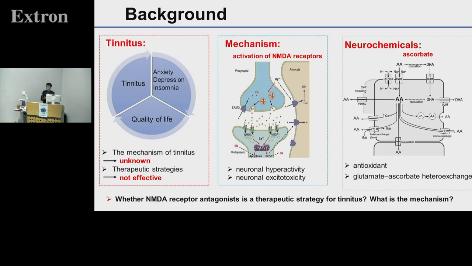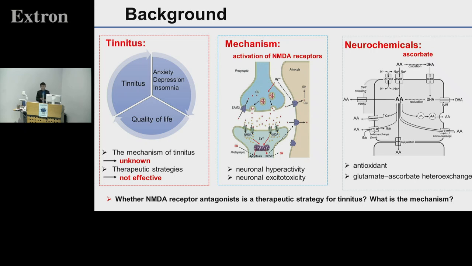We know that tinnitus is a big problem both for patients and doctors. It will cause anxiety, depression, and insomnia, thus affecting the quality of life of patients. However, the mechanism of tinnitus is still unknown, so the therapeutic strategies are still not so effective.